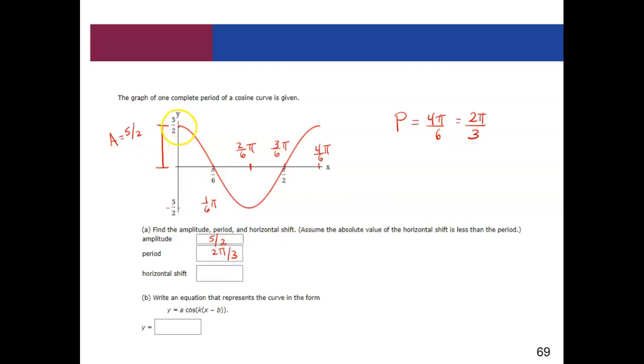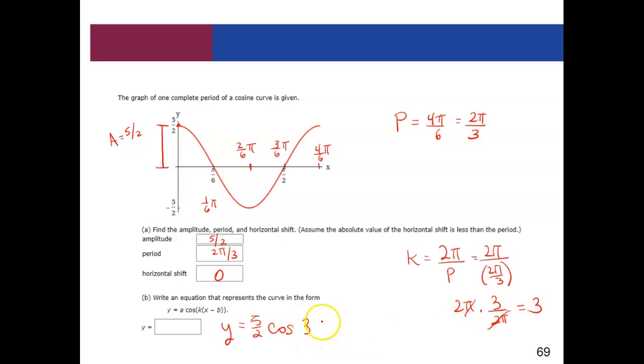We have no horizontal shift because typically for cosine, it starts at its peak here on the y-axis. So that's going to be 0. So when I put this together, I'm going to have y equals 5/2 times the cosine. The k, if you remember, we just got through looking at, k is 2 pi over the period. So that's going to be 2 pi divided by 2 pi over 3. So if I do keep, change, flip, then my k is going to be 3. And there is no horizontal shift, so I'm just going to have an x. So this is my equation here.